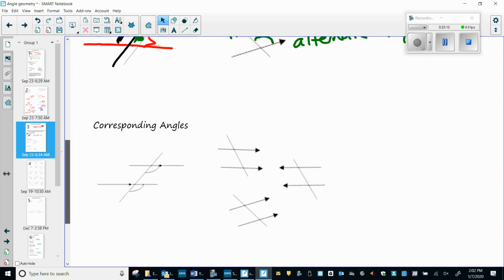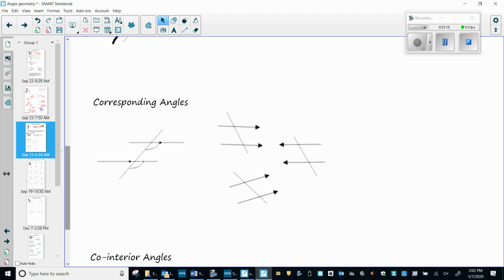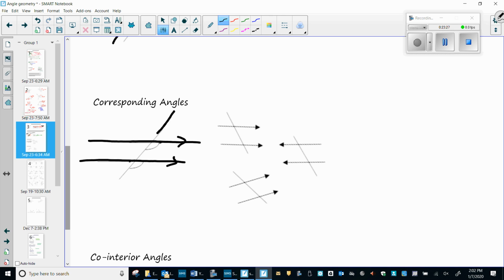Corresponding angles. Again, here are my parallel lines, and they've got the arrows on. There's my transverse line. Corresponding angles hang from the parallel lines on the same side of the transverse line. If you can see that they're both on the right hand side and they hang down from the parallel lines, they are also equal.